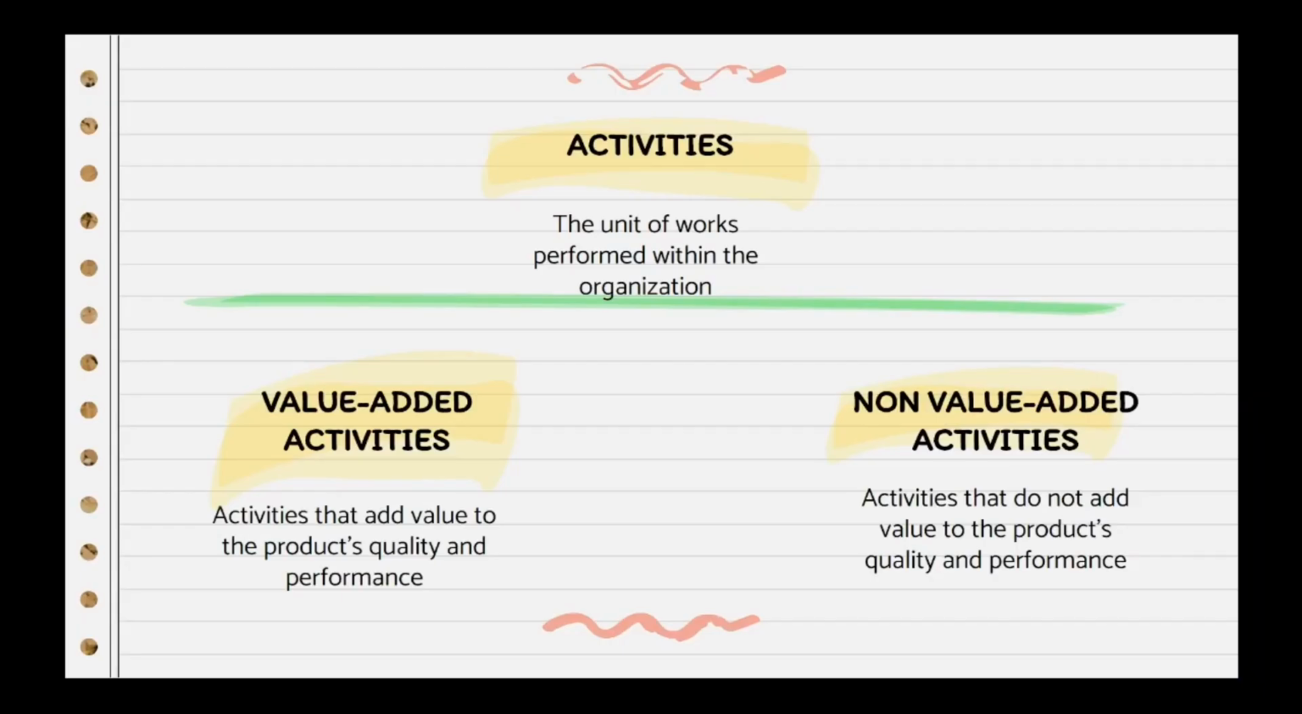Okay, before that, let's go through the meaning first. So what is activity? Activity is defined as unit of works performed within the company. These activities can be divided into two, which are value-added and non-value-added. The value-added activity is the activity which adds value to the product's quality and performance. In other words, it is activity that provides essential value to customer and is also essential to the functioning of the business. As for the non-value-added activity, it is activity which does not add value to product's quality and performance. In other words, it is contra with value-added activities.